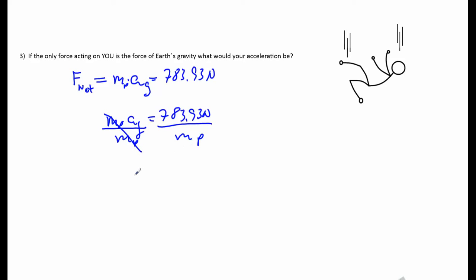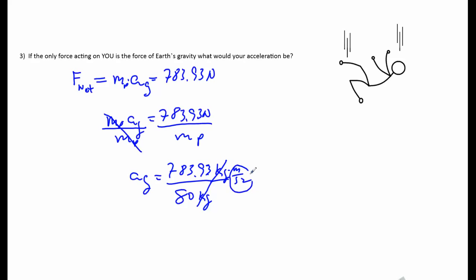The m sub p's on that side cancel out, and I've got the acceleration due to gravity is equal to 783.93 newtons divided by 80 kilograms. And in fact, you know what? Let's get rid of these newtons and let's put in some good units. The actual units, which are kilograms times meters per second squared. And if we do the division here, kilograms divided by kilograms, they cancel out, and we're left with meters per second squared, which is good because that's what we've got.